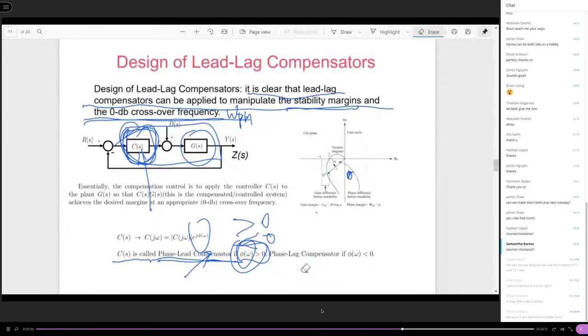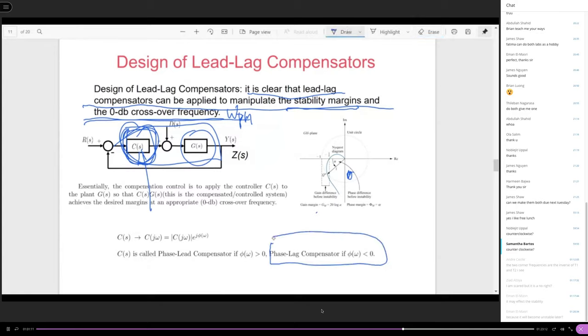Okay, now once you understand that, then you're gonna understand that when you apply the phase lag compensator, the phase is gonna be negative. So it will add on top of this negative phase. It will make the plot rotate clockwise, okay? If you move the plot clockwise, that's just like you are squeezing the phase margin, you see? You make the alpha smaller and smaller, okay?